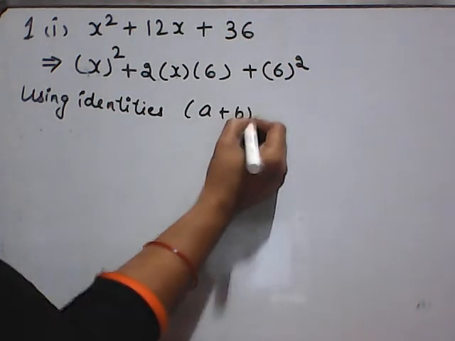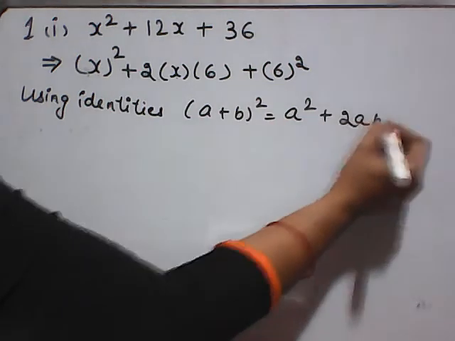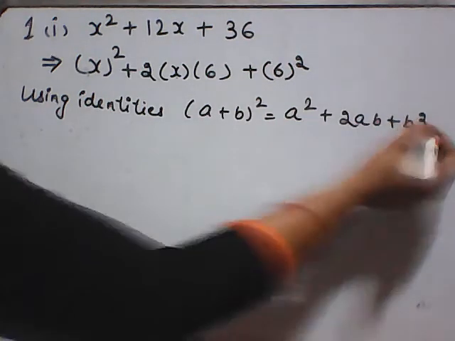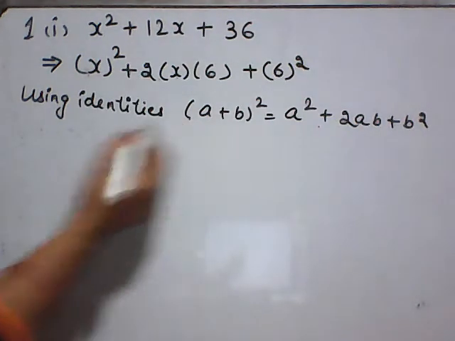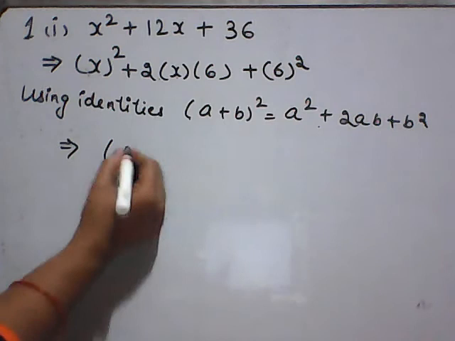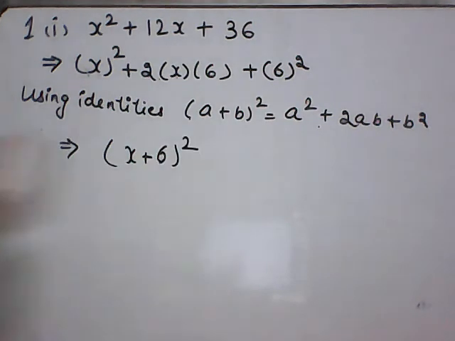(a plus b) whole square equals a square plus 2ab plus b square. Now it is the right hand side of this identity. So we can put the value of the left hand side. It is (x plus 6) whole square.